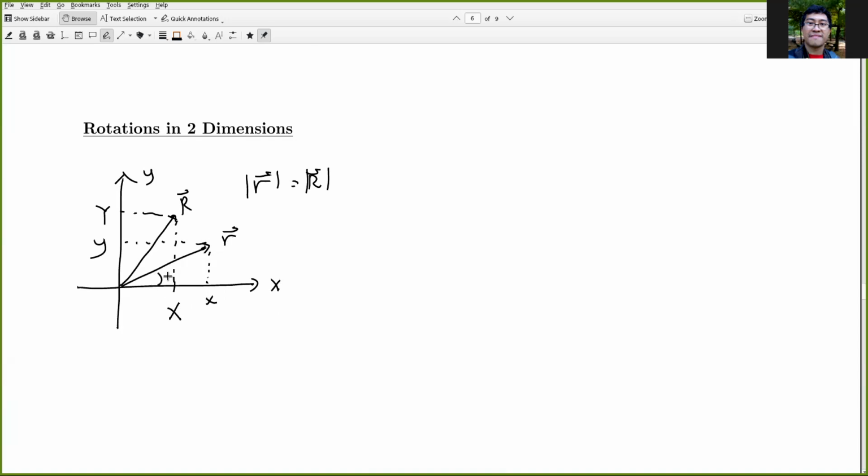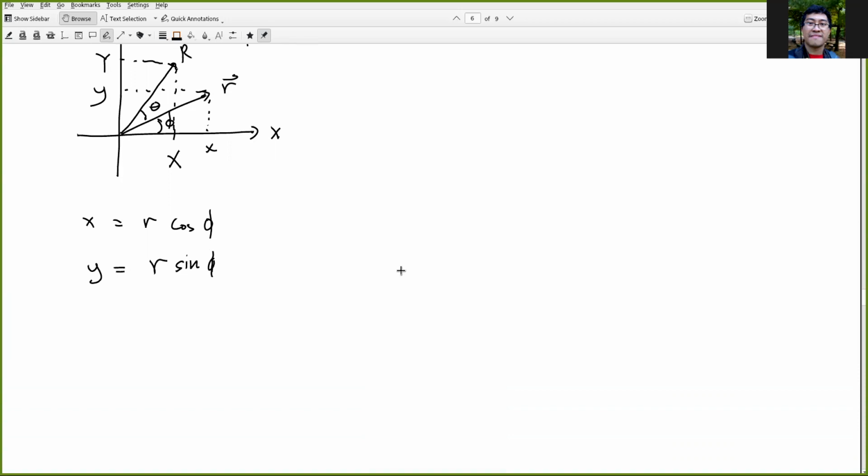Suppose r here is at an angle phi counterclockwise relative to x, and capital R is produced by rotating small letter r by theta. Suppose this is theta. So small letter x can be written in terms of the angle phi as the magnitude of r times cosine of phi. Small letter y is r sine of phi.